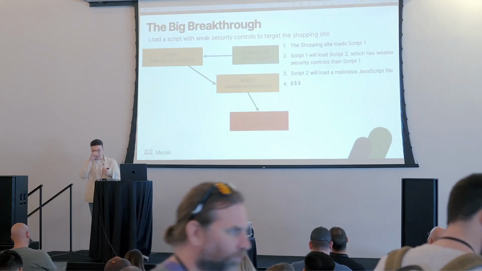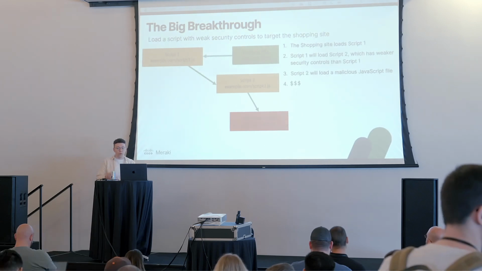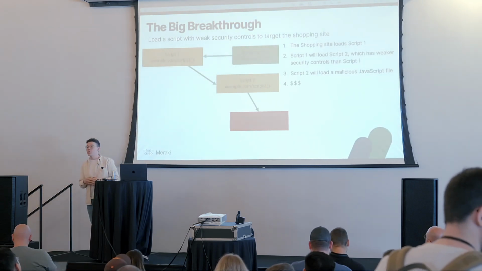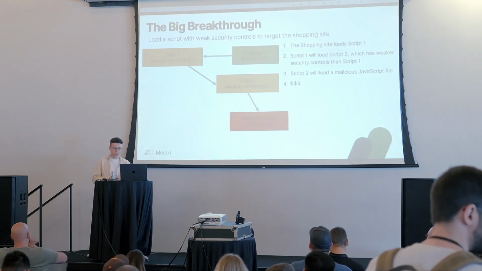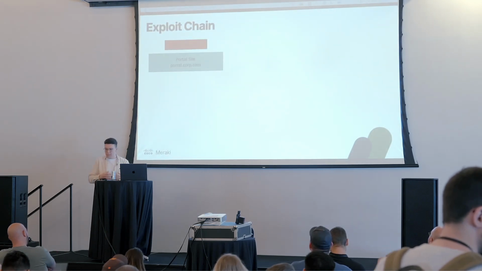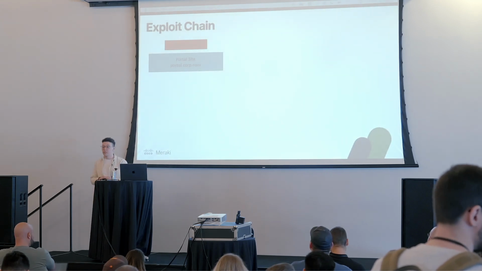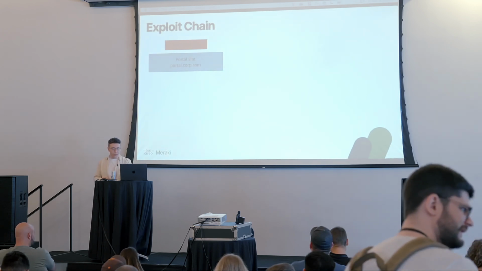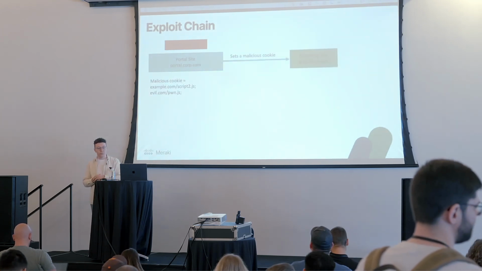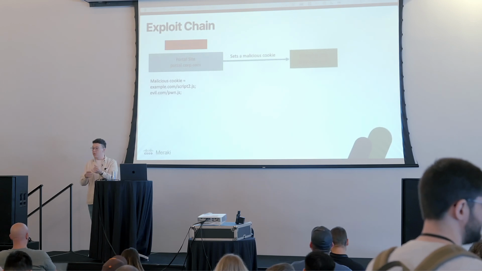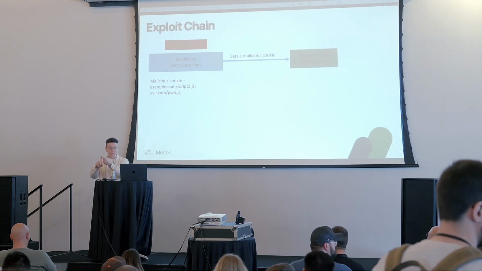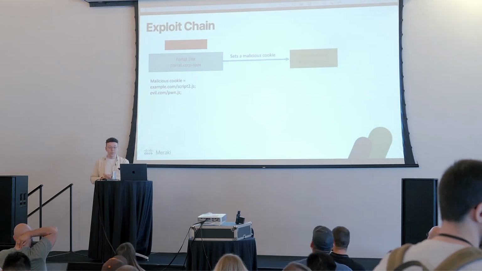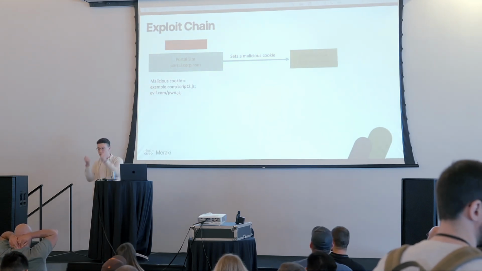And really, to summarize this, the idea is to load a script with weak security controls to lower the overall security posture of the application and indirectly include malicious code. So let's tie this whole exploit chain together. First, we started on the portal site, and there was a reflected cross-site scripting vector. Using this vector, we set a malicious cookie called special cookie, all using JavaScript, to load script 2 and then load evil.com. And then using JavaScript, we redirected the user to the shopping site.